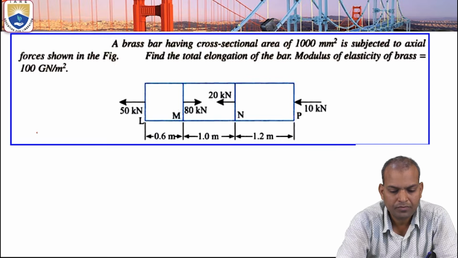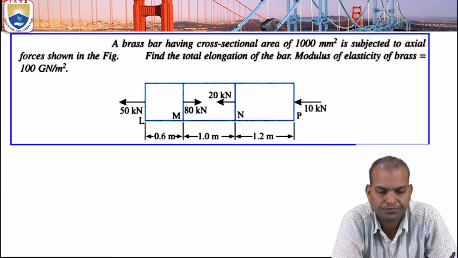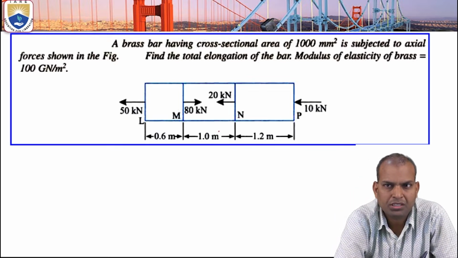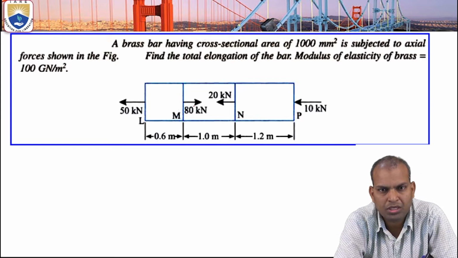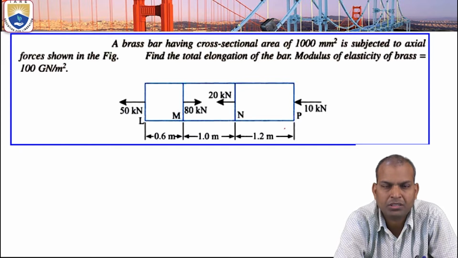This is a very important model. The cross section remains the same, but the loads are varying. Suppose there is the LM portion, MN portion and NP portion. Let us read the problem: what is to be found, and what are the input parameters given here.